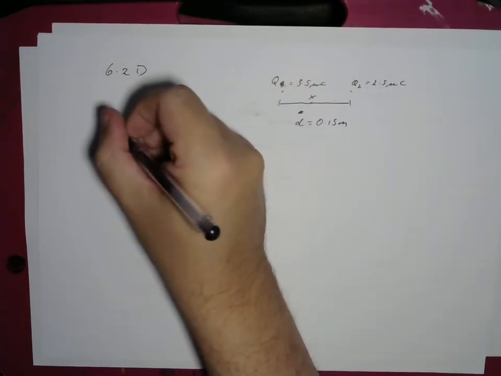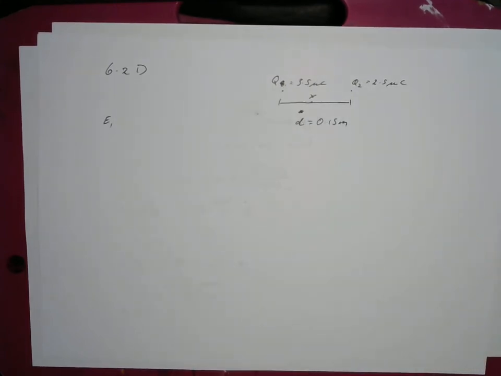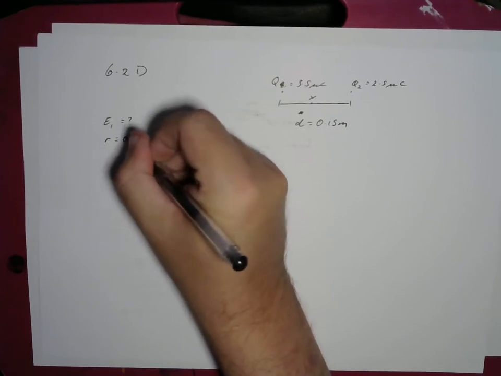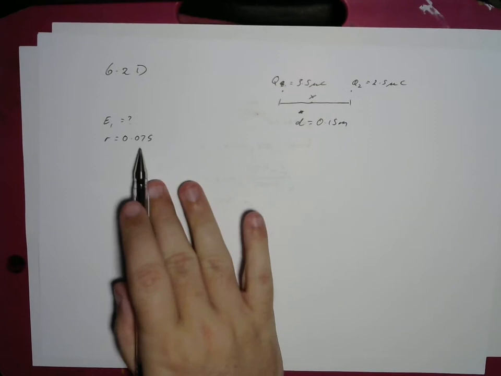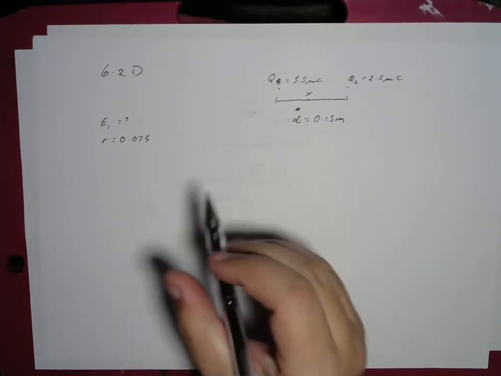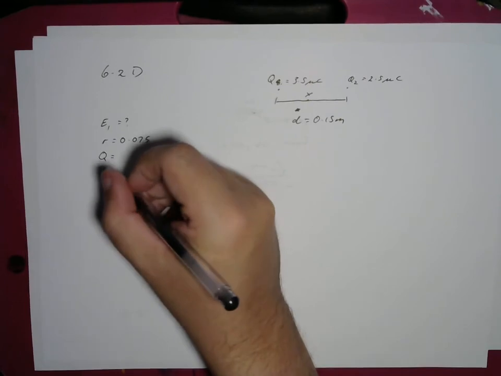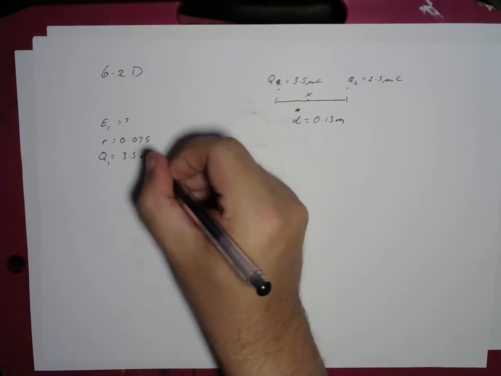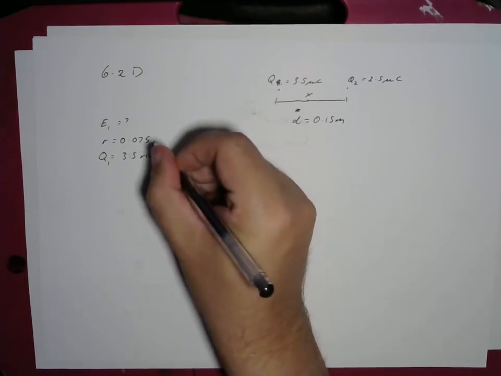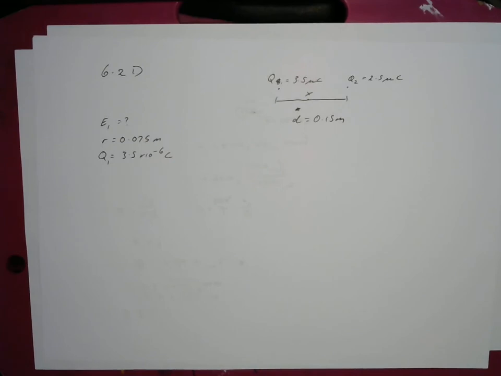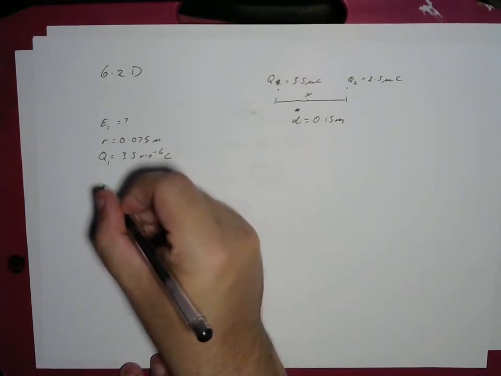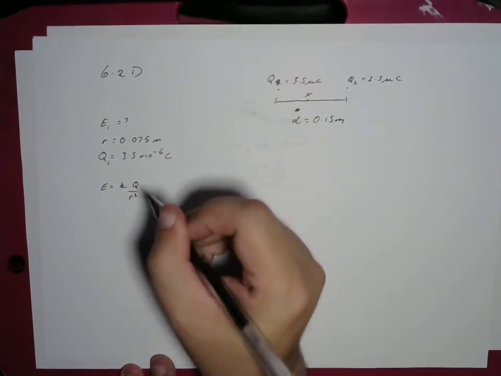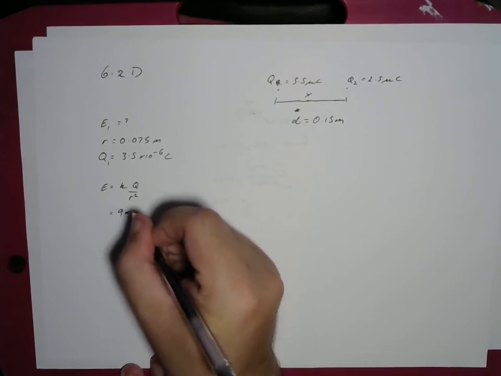So we've called them 1 and 2, so let's work out the electric field for number 1 at this point in the middle. The electric field for 1 will have R equal to 0.075, because 7.5 centimeters is half of 15 centimeters, and Q1 equals 3.5 microcoulombs, so we turn it into times 10 to the negative 6 coulombs. And we plug that into our formula. I'm just going to use K notation because writing out the full epsilon thing sucks, over R squared.